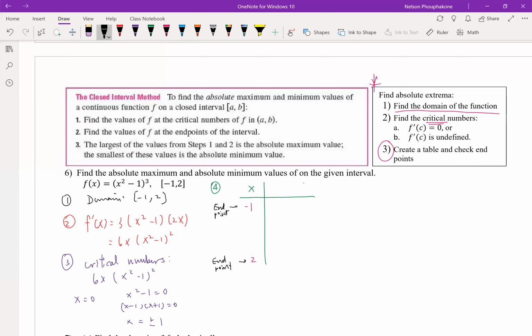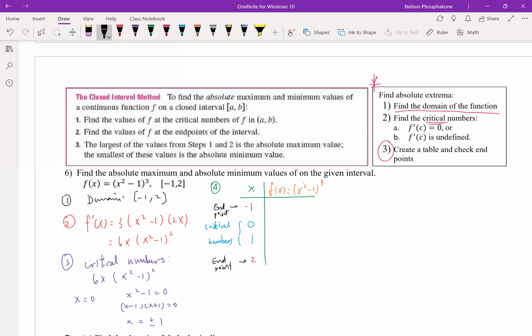And then now we would like to put down the critical numbers, 0 and 1. Of course, you will see that -1 is also a critical number, right? And then what we need to do is evaluate f of x equal to x squared minus 1 to the cube, right?